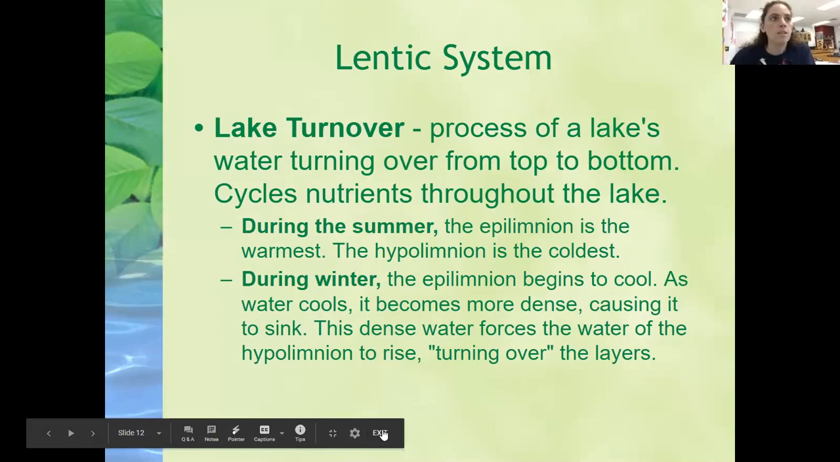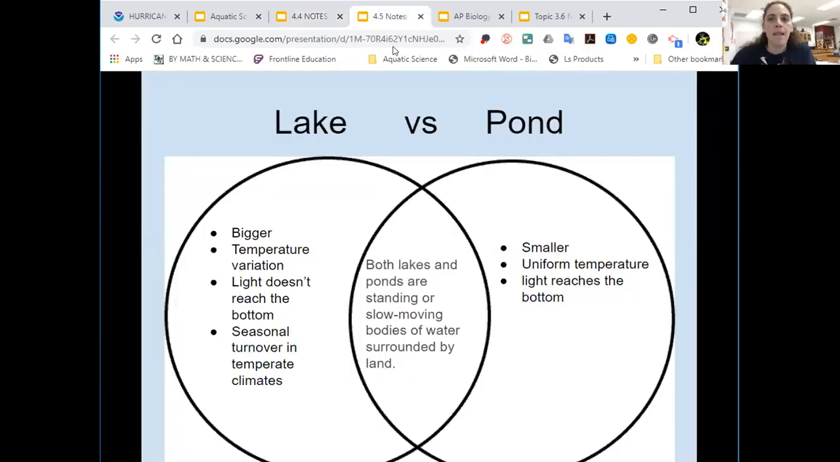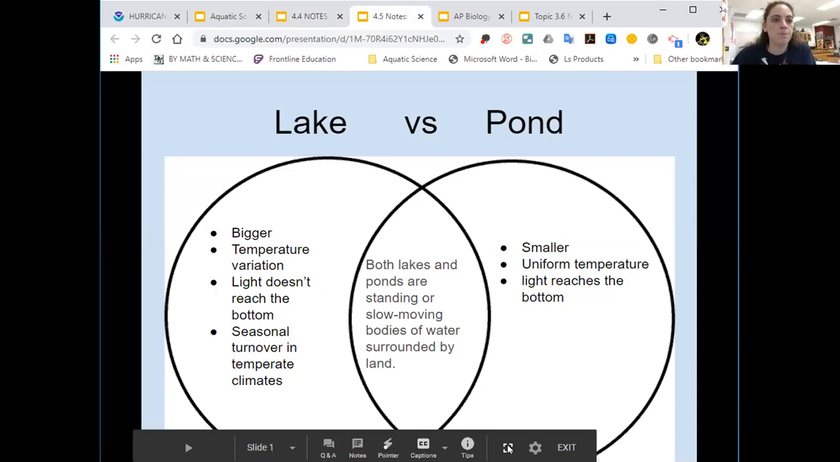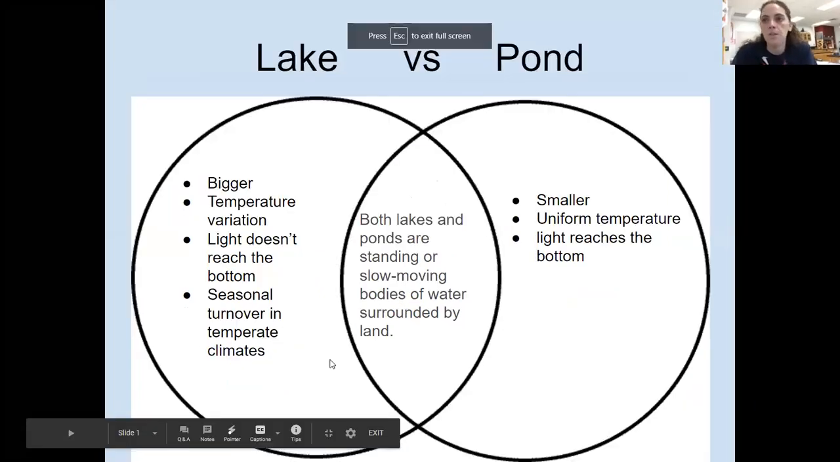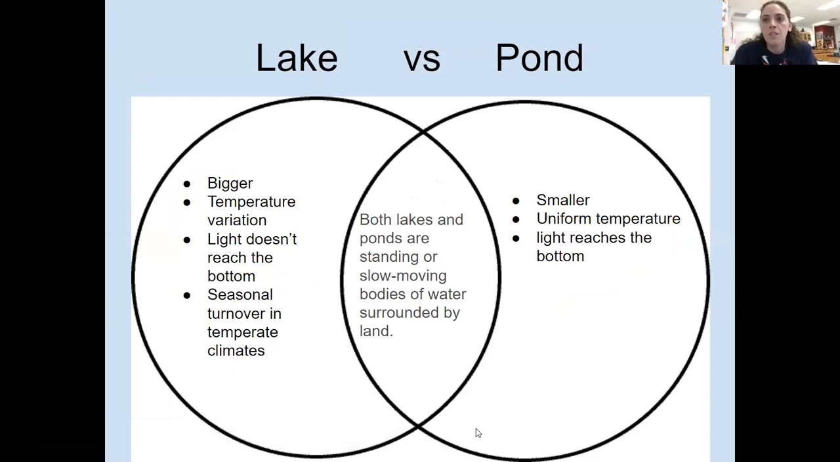Now let's look at our lakes versus ponds to finish up our notes. Generally speaking, these are both lentic systems, meaning that they're standing or slow-moving bodies of water surrounded by land. Generally speaking, we use the term lake to describe a much bigger body of fresh water, and pond to describe a smaller one. Ponds can even be seasonal and not around all the time.